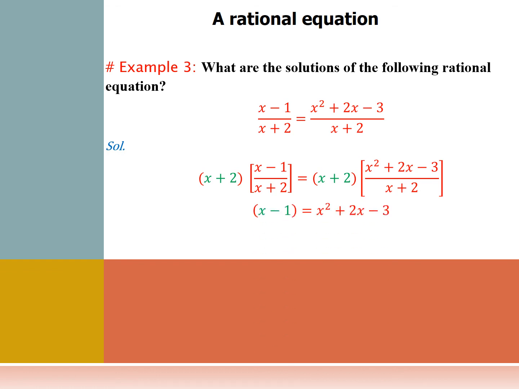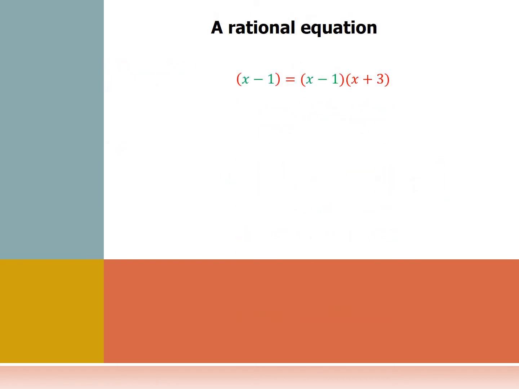plus 2x minus 3. And here for the second part, quadratic equation, find the two numbers whose product is minus 3 and whose sum is plus 2, and they are minus 1 and plus 3. Okay, now we have x minus 1 on both sides. Cancelling x minus 1 from the first one, we get 1, and x minus 1 from the other side, so we will get x plus 3. We will get 1 is equal to x plus 3.